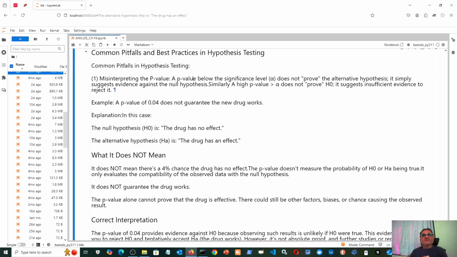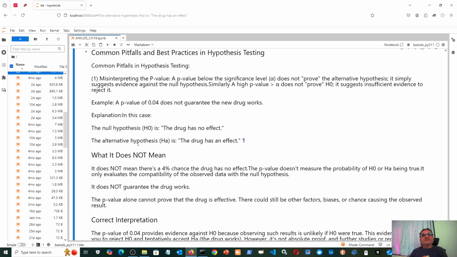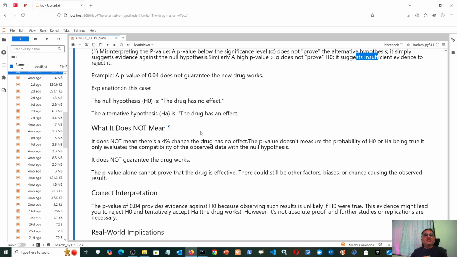So please remember that a p value below the significance level does not prove the alternative hypothesis. So if p is less than alpha, it does not give a proof that alternative hypothesis is accepted or correct. It simply suggests that there is evidence against null hypothesis. So it will say that we are successful in rejecting null hypothesis. Similarly, a p value greater than alpha does not prove null hypothesis is correct. It just suggests that there is insufficient evidence to reject null hypothesis. So that is why the term, we fail to reject null hypothesis.